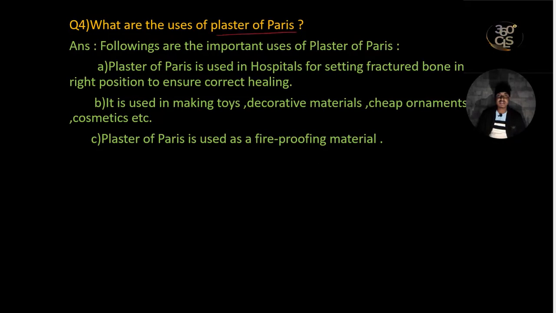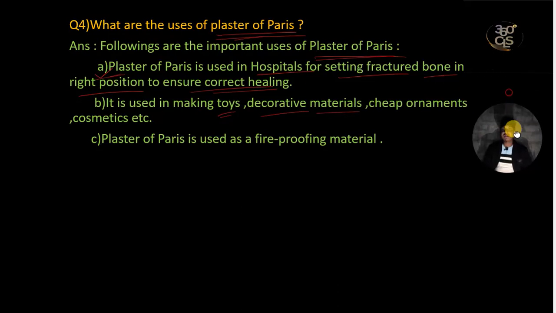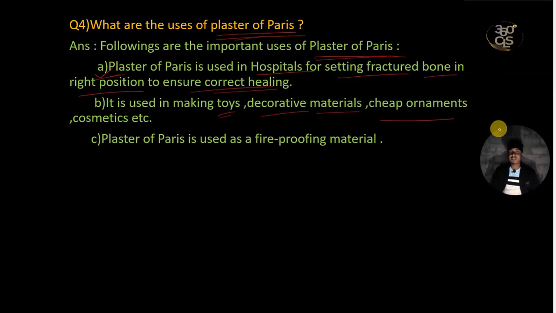So plaster of Paris का uses क्या क्या होता है? So following are the important uses of plaster of Paris. So number one, that is number A is, plaster of Paris is used in hospitals for setting fractured bone in a right position to ensure correct healing. Okay. Then the second one is, it is used in making toys, decorative materials, cheap ornaments.